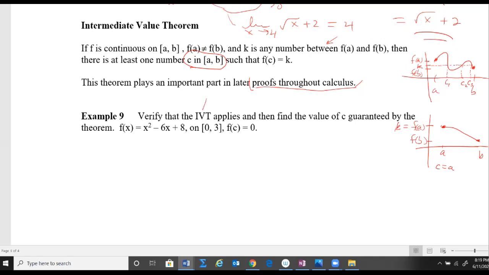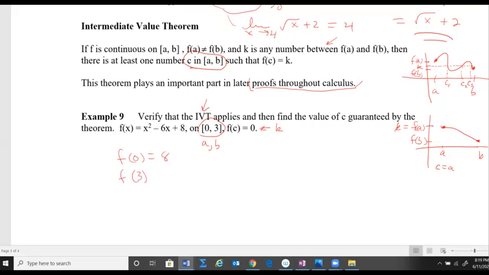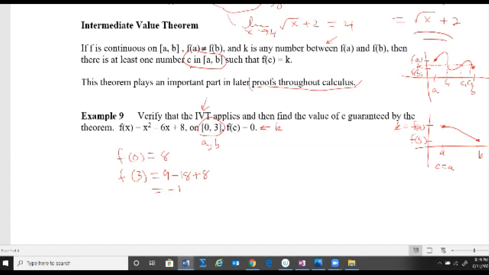Okay, so let's verify that this happens down here. Verify that IVT applies and then find the value of C guaranteed by the theorem. So here's the interval, here's the A and the B. And this 0 is equal to the K in our problem. So let's calculate f of 0. And that's an 8. Let's calculate f of 3. That's 9 minus 18 plus 8, which is a negative 1. Okay, so we do have our first condition met. And we are working with a continuous function. This is a polynomial, it's continuous.